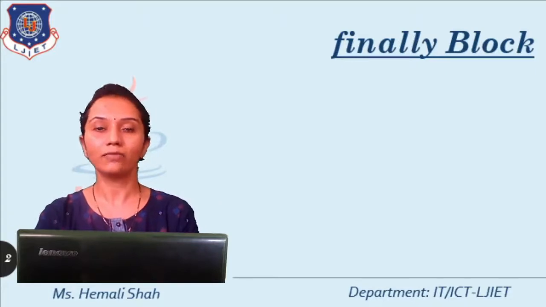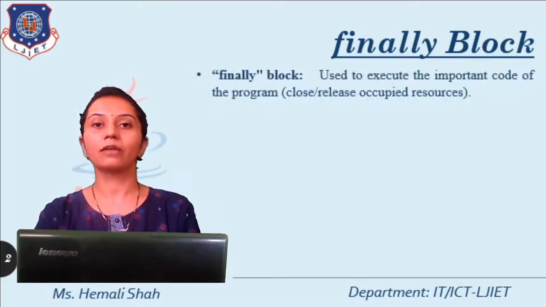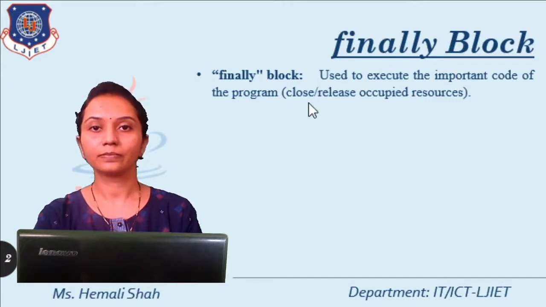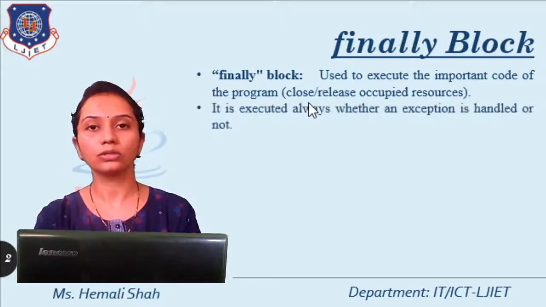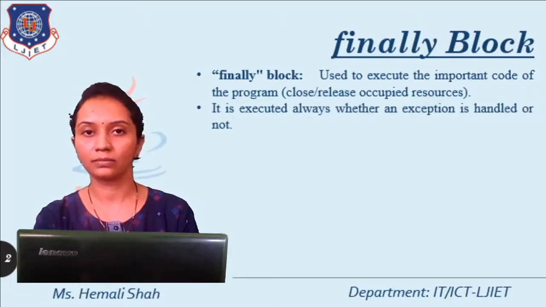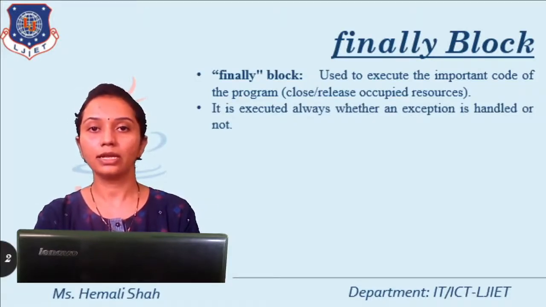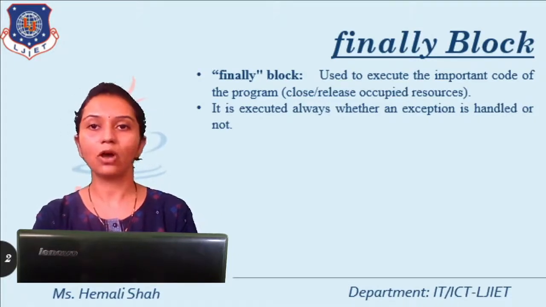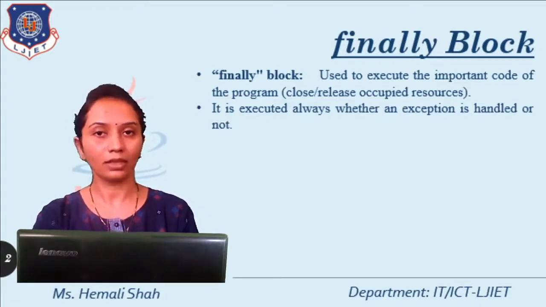So let me revise this finally block mechanism. The finally block is basically used to execute the important code of the program, and it is used to close or release the resources occupied by your object. It always executes, whether an exception is handled or not. In both cases, this finally block executes the statements that you have written inside it.